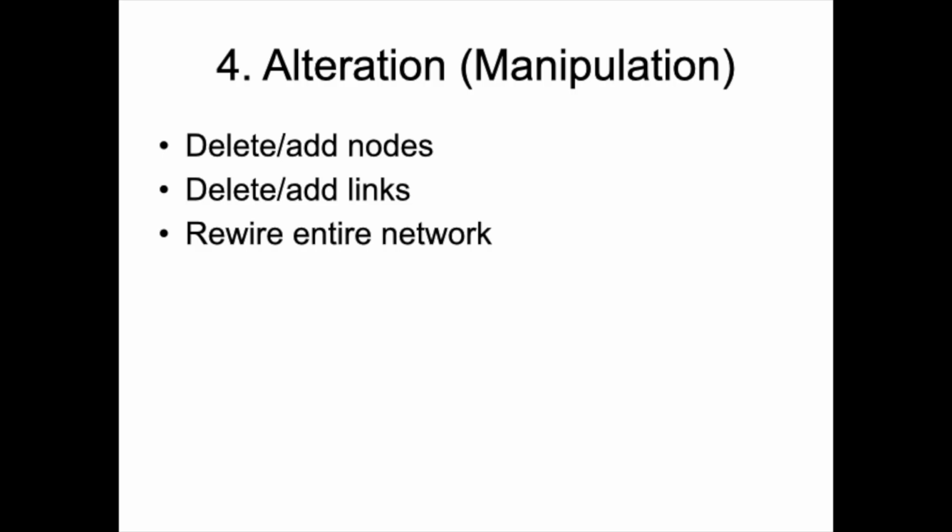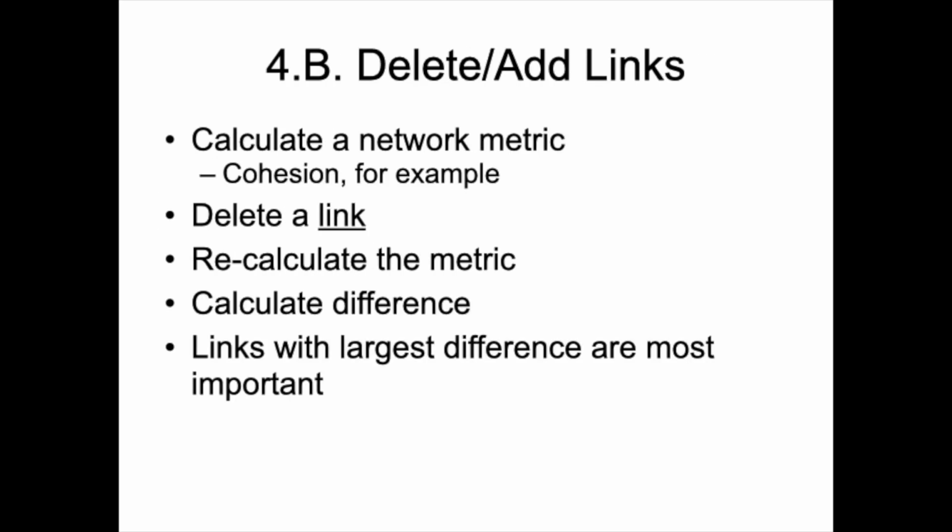And how you do this, of course, is you calculate some kind of network metric. I like cohesion, the inverse of the average path length. You could use other things. And then you delete a node, recalculate the metric, calculate the difference, and the nodes with the largest difference are the most important. And in the literature, this is referred to as vitality centrality, and Everett and Borgatti call it induced centrality.